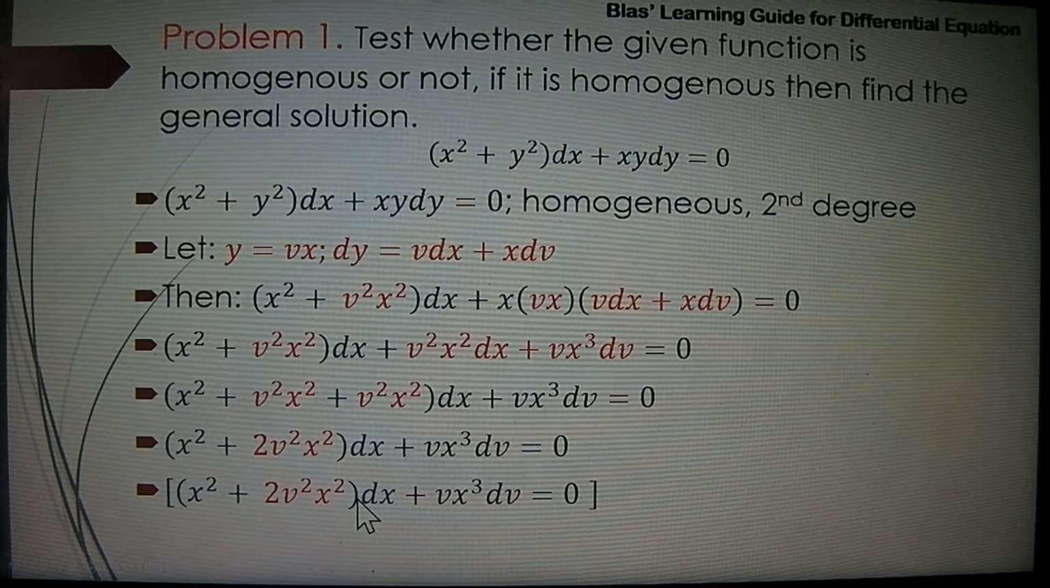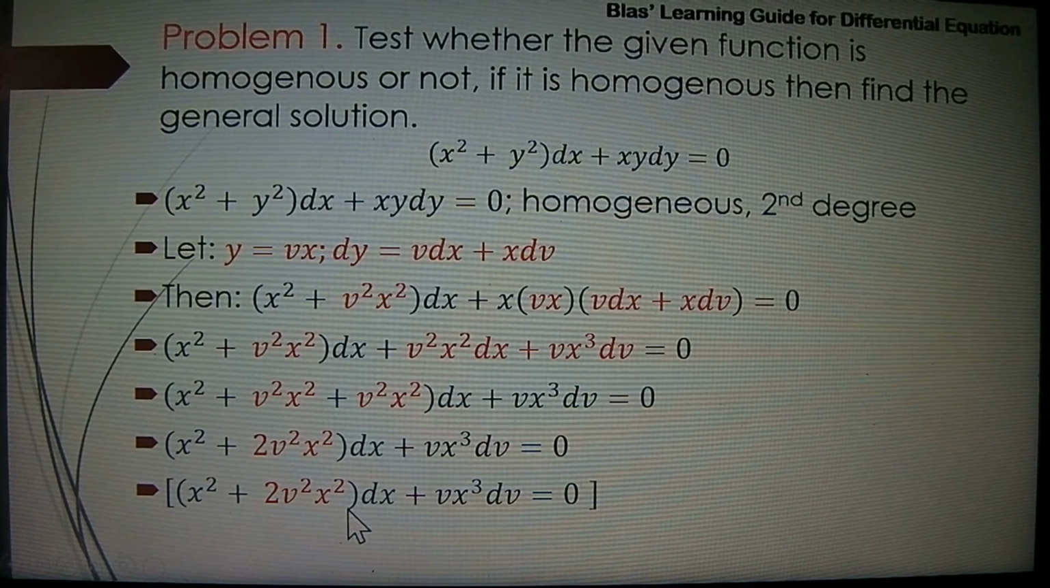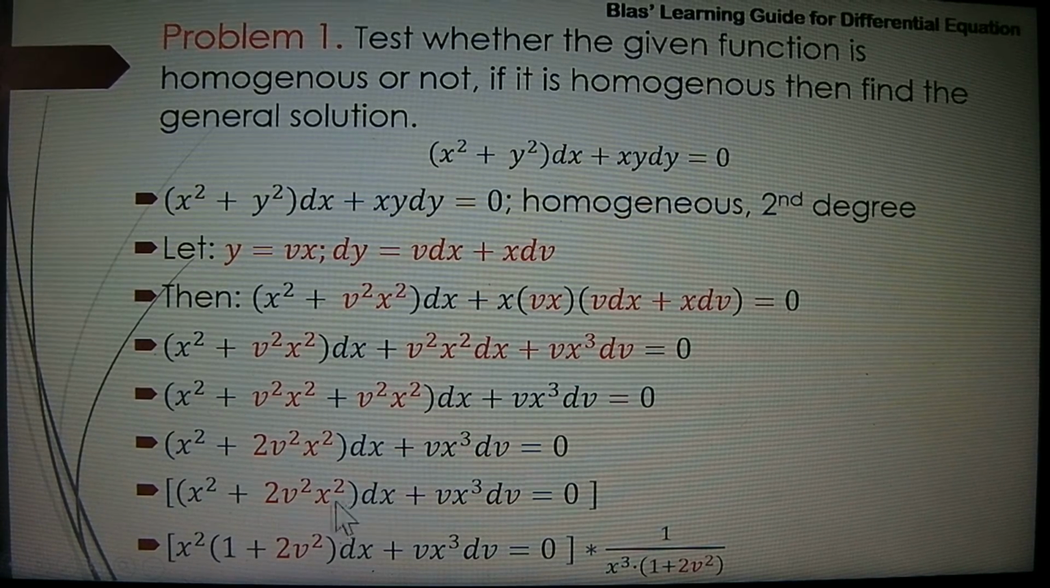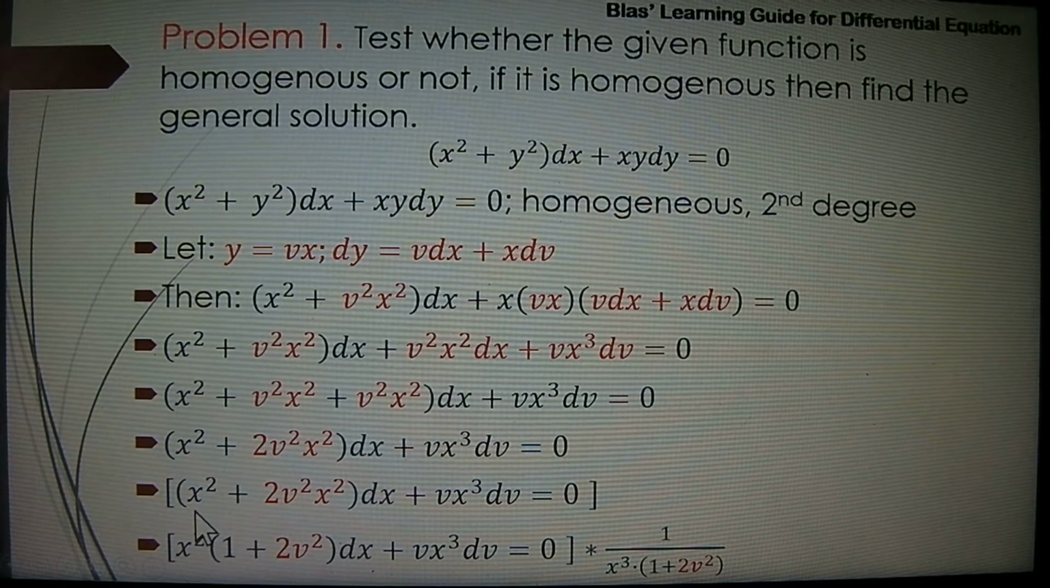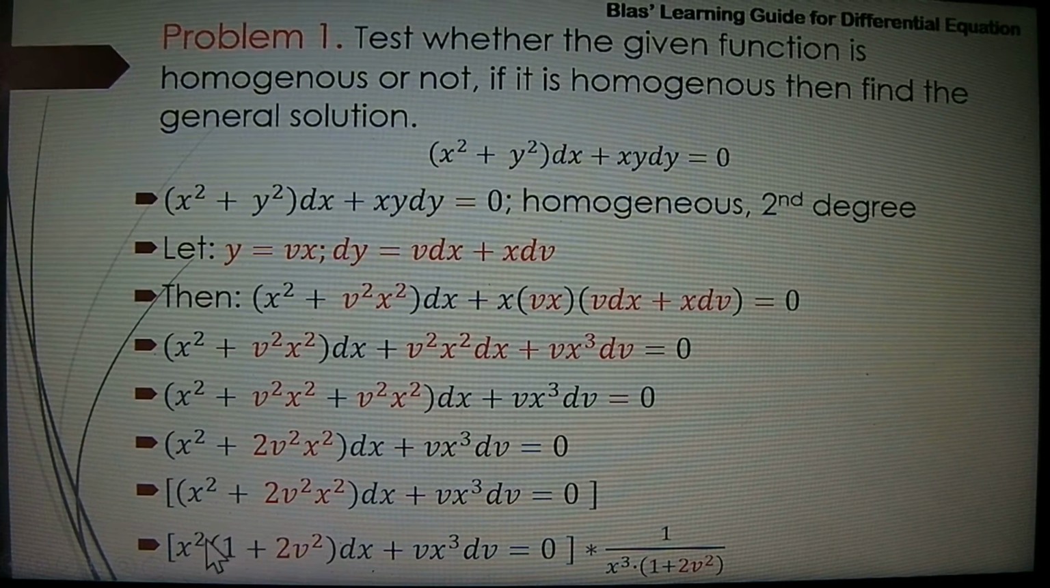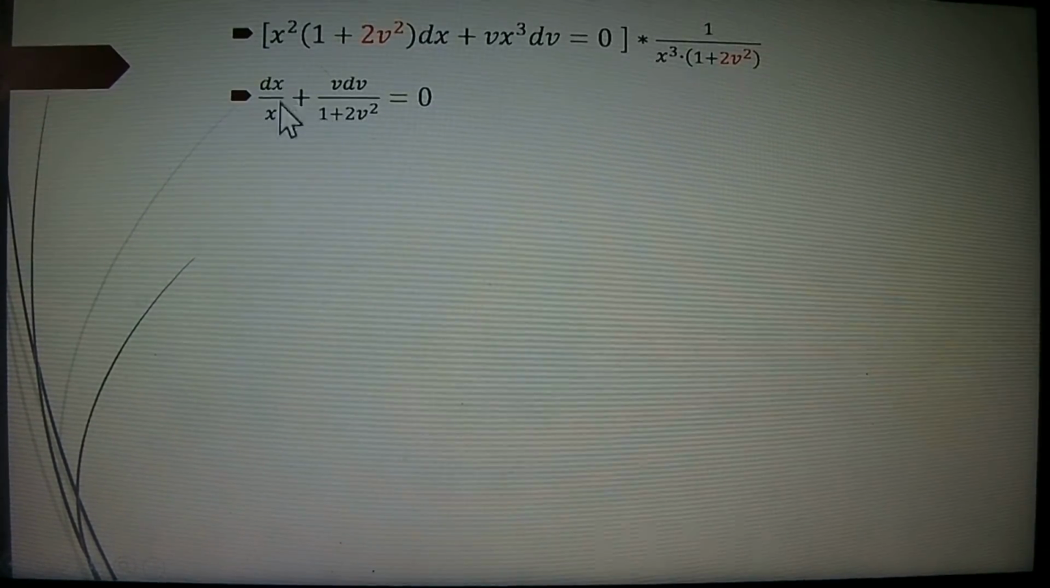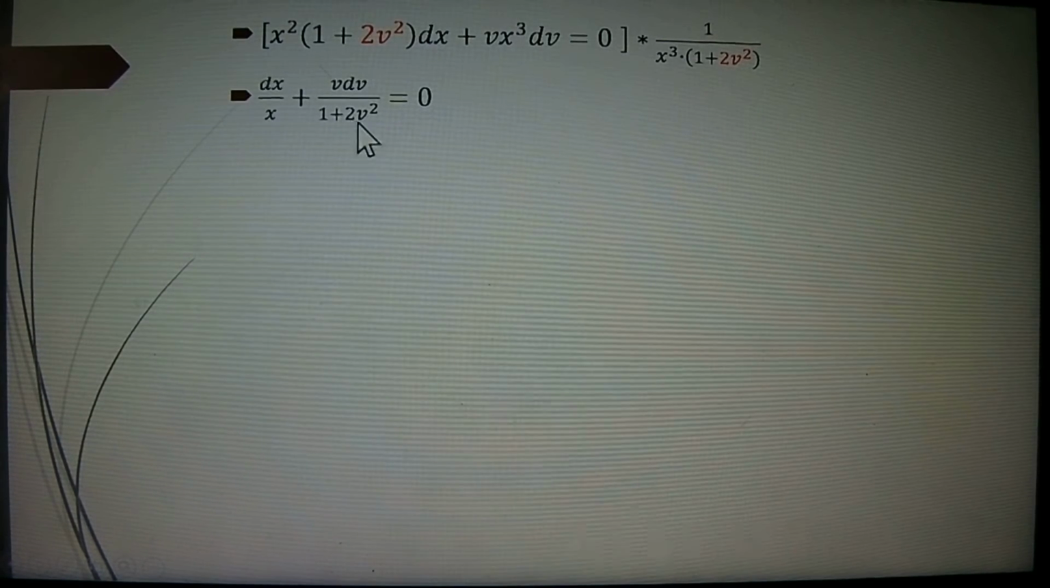So we shall now use our knowledge about the separation of variables. You have to multiply by the unwanted factors. The unwanted factors here, if we get the common monomial factors, will be x squared times 1 plus 2b squared. So therefore, the unwanted factor is 1 plus 2b squared, while in the second coefficient, x cubed will be the unwanted factor. So we have to multiply by 1 over x cubed times 1 plus 2b squared to separate the variables. Multiplying it, it becomes dx over x plus b db over 1 plus 2b squared.